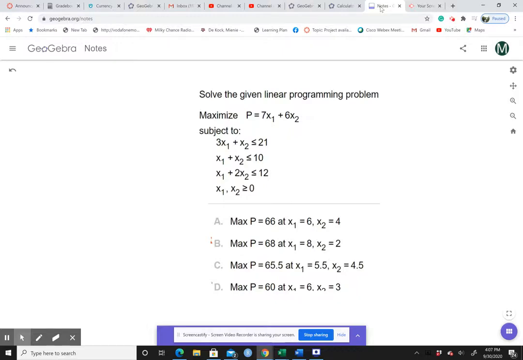Hi, today I want to take a look at how to use the GeoGebra software to solve a linear programming problem. So we want to maximize P equal to 7x1 plus 6x2 subject to the following constraints.